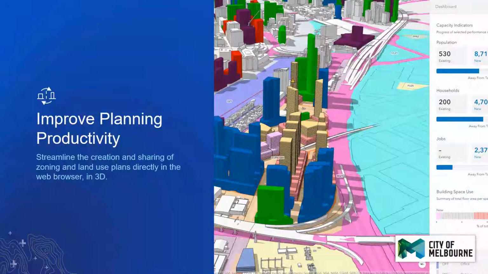The second key capability is improving planning productivity. Now, this is all about streamlining the creation and sharing of zoning and land use plans directly in the web browser in 3D. And here you see the city of Melbourne, Fisherman's Bend. Now, this plan area resides within 3 agencies and requires close collaboration as they together seek to reimagine the industrial corridor.